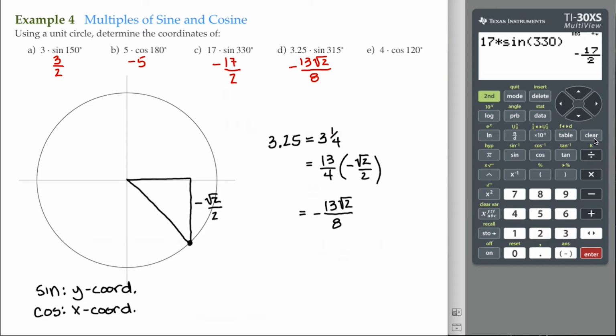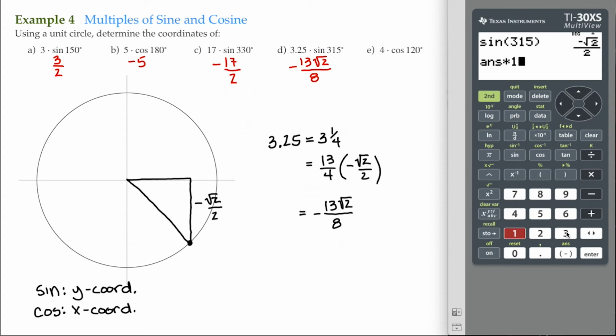Now to use our calculator to check, we have to be a little inventive to be able to do it. As if we did the sine of 315 degrees and then times that by 13/4. There we go. Now it looks like it.